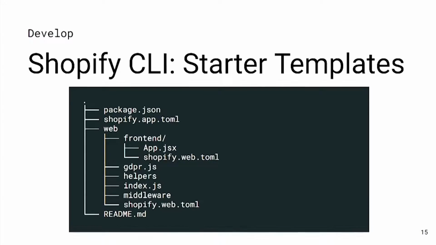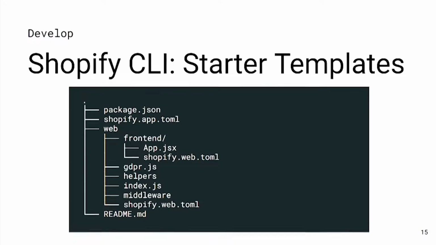Another update that we've made to the CLI are our new starter templates that we have available in JavaScript, PHP, and Ruby. If you take a look at the app.jsx file, after you scaffold your app, you'll notice that we have starter code for Polaris and AppBridge all ready to go. Those libraries are already installed for you to use once you scaffold out your app.